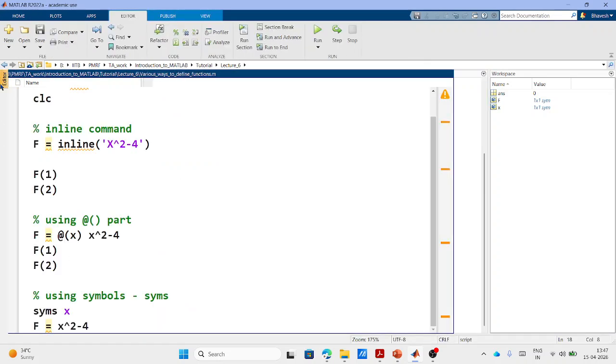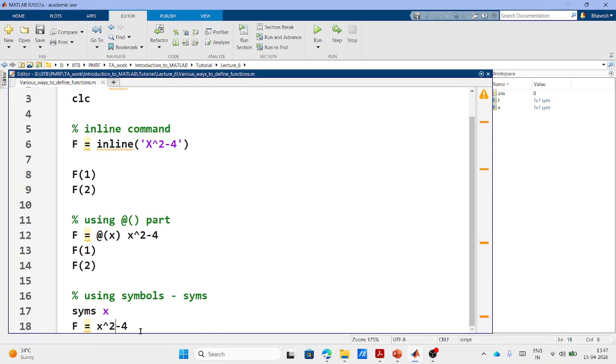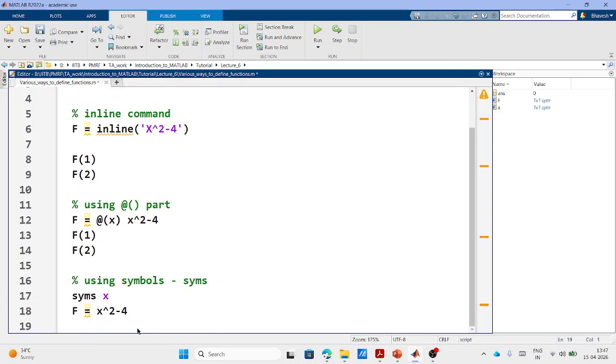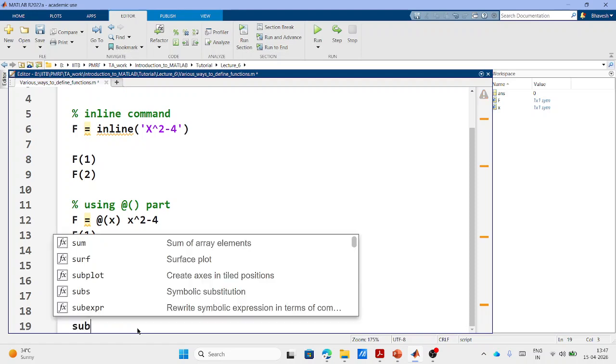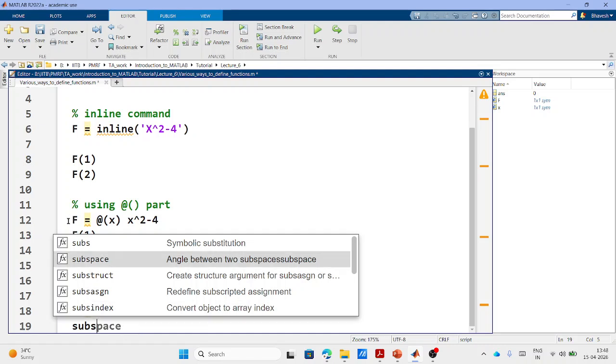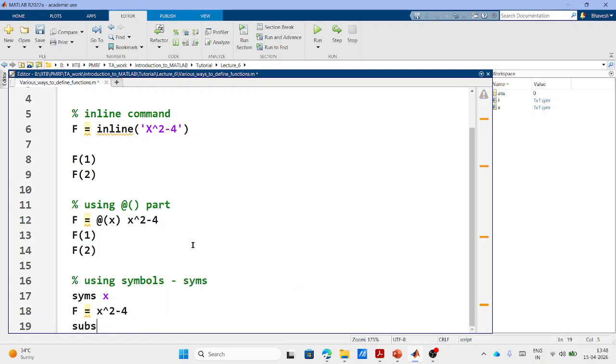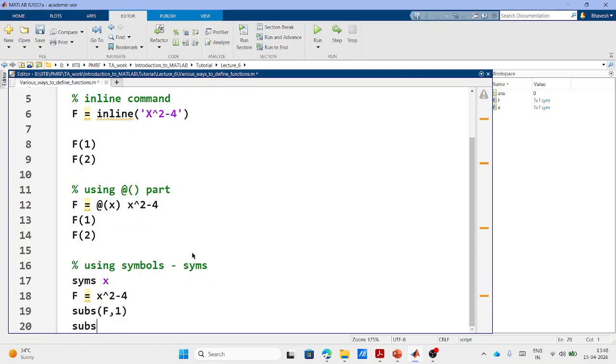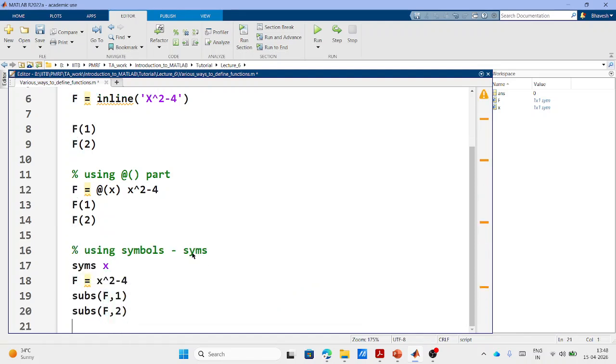But now when you are using symbols to define a function, in order to substitute in some values, you have to use the substitute command. So this is subs. You can see its description, it says symbolic substitution. So let's say you have a symbolic function f to which you want to substitute a value. I'm substituting the value of x as 2 in f, right? Then I will get the answer.